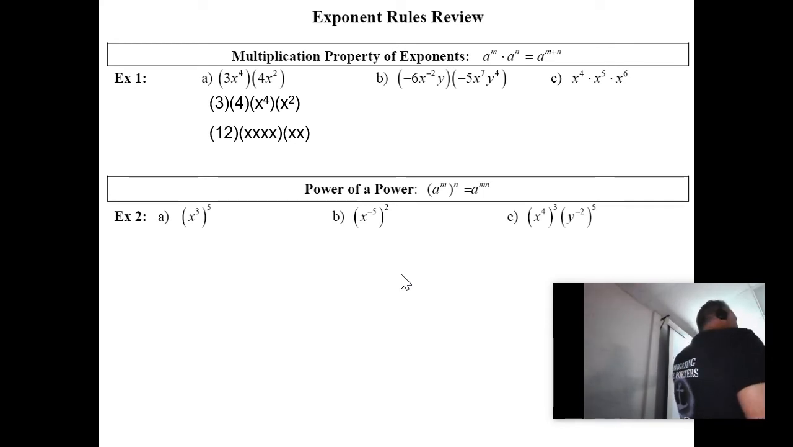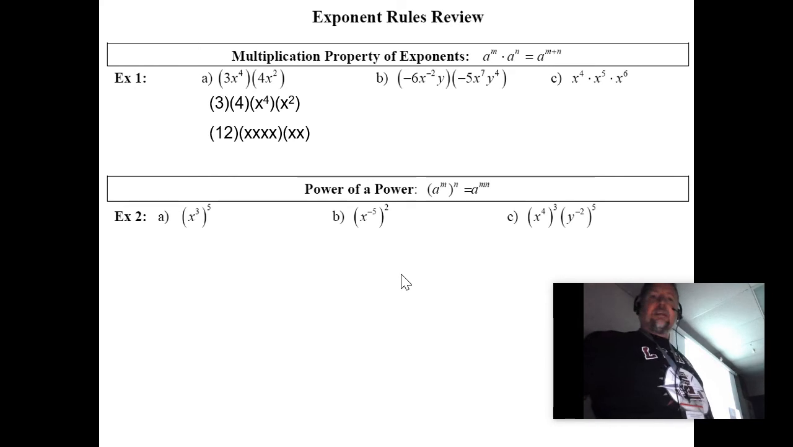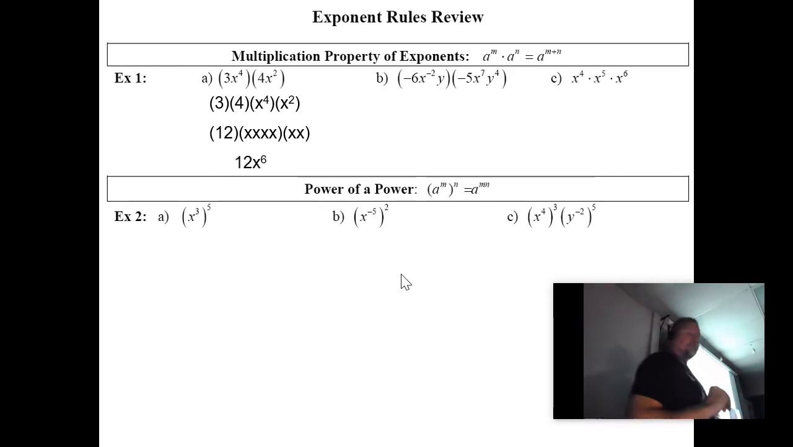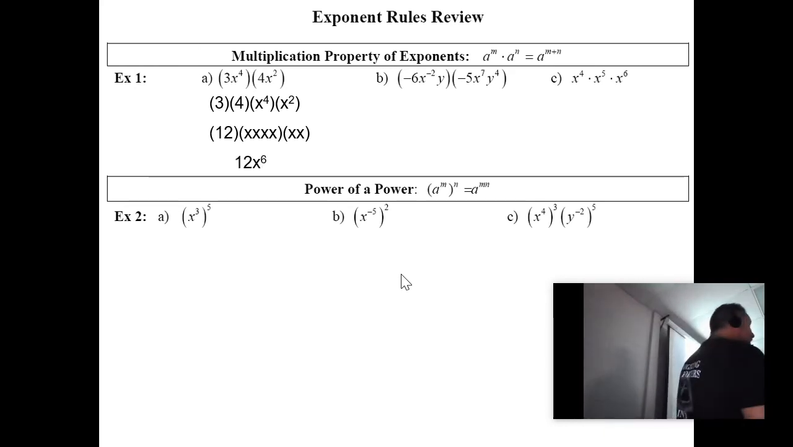X to the fourth is 4 x's. X squared is 2 x's. How many x's are multiplied together now? Say it. 3, 2, 1, go. 6. And how do you write that? X to the sixth. So it's 12x to the sixth. So what do you do with the exponents, everybody? You add them. But that's because that's how many x's are multiplied together when you're done.